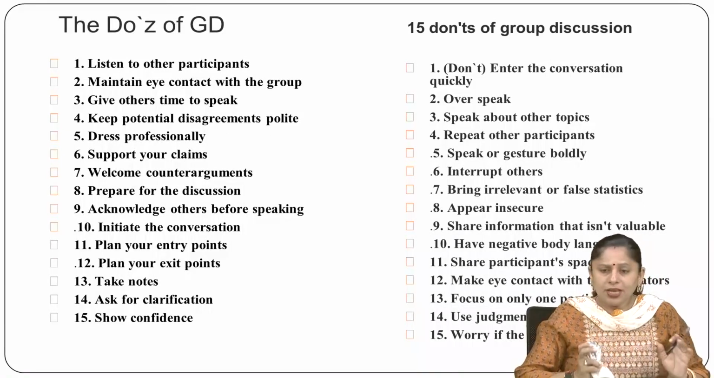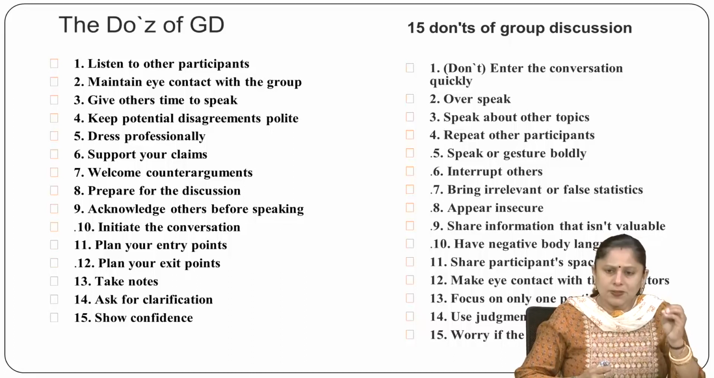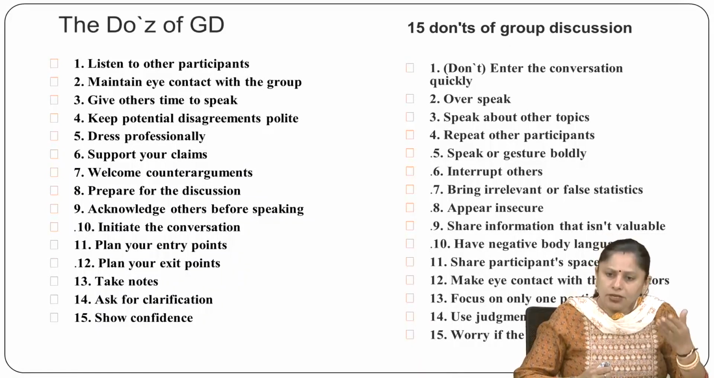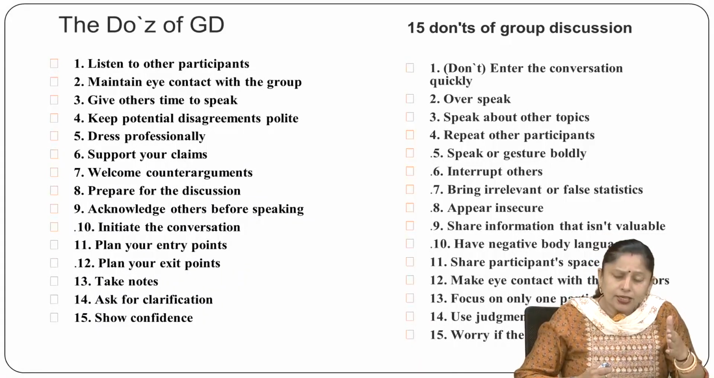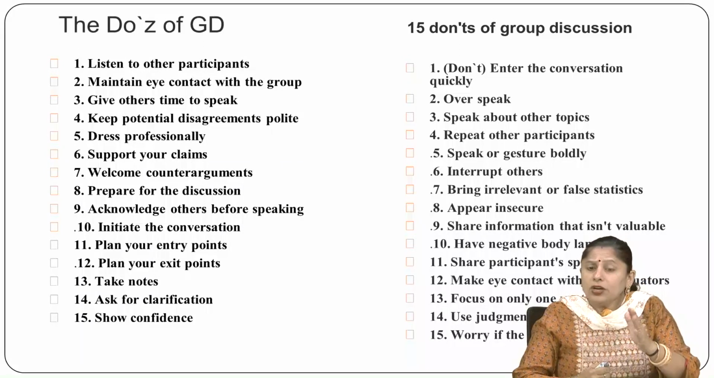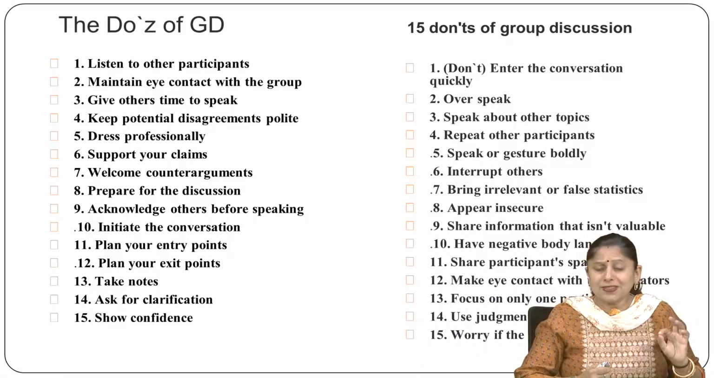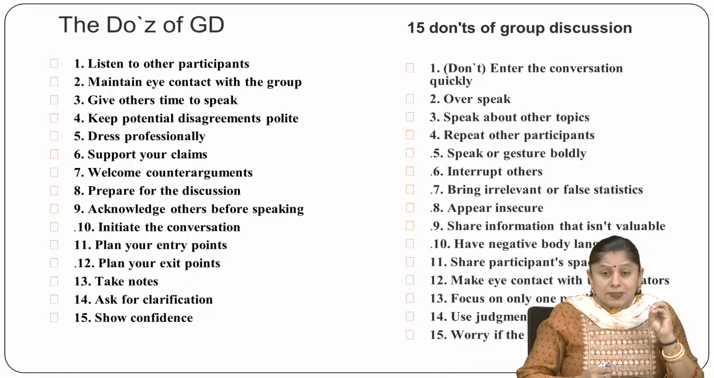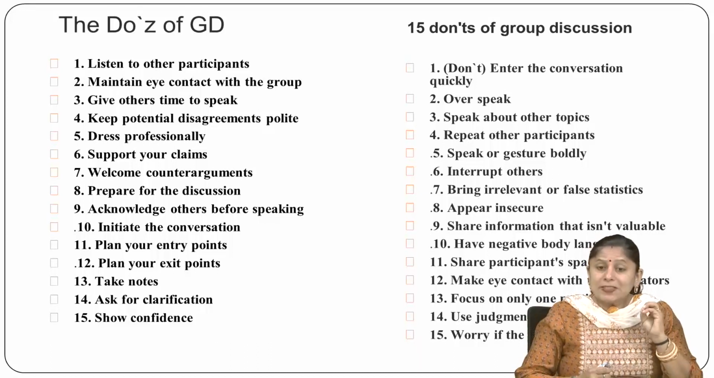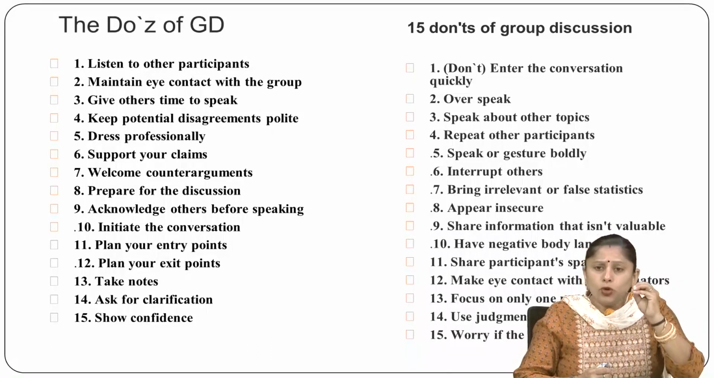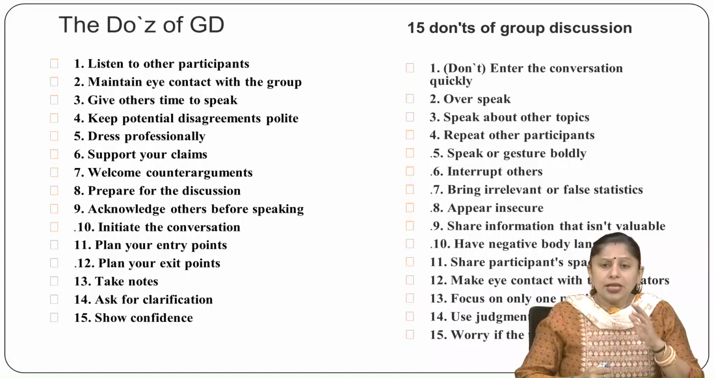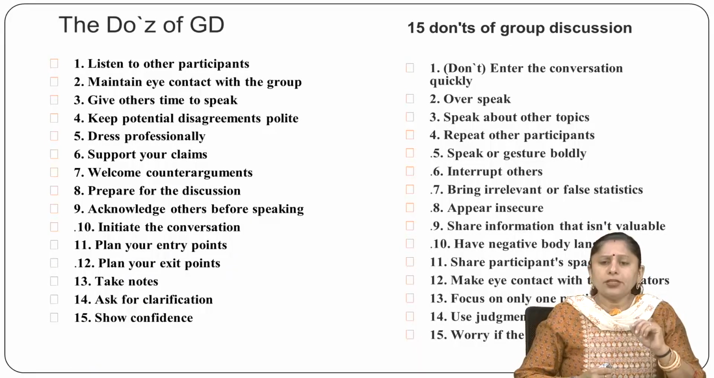About the do's, we are very clear that we can talk and discuss and speak and give our ideas. They are very clear. But about the 15 don'ts, one has to be very cautious, competent and sincere. One should be very serious while doing the group discussion, so that these things must be eliminated or must not be done. As for example, don't enter the conversation quickly.